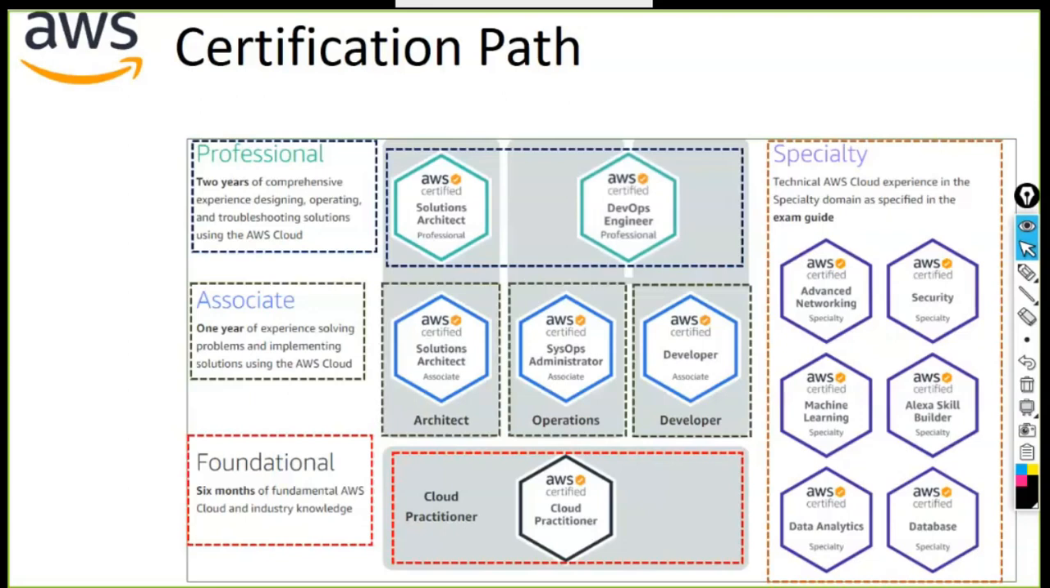Okay, the specialty certifications are very specific to your specialization area. So for example, if you are into networking, you can go and take up the AWS Certified Advanced Networking Specialty certificate. If you are an Alexa developer, okay, you know what Alexa is, right? So if you are an Alexa developer, then you can take the AWS Certified Alexa Skill Developer Specialty certification. So that's more specialized. Okay, so this many certifications are there.